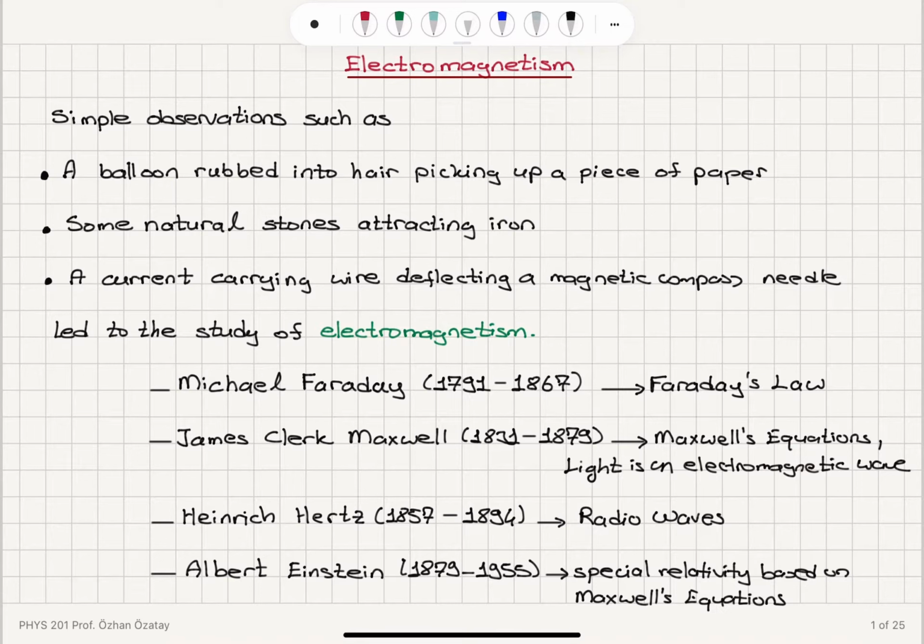And he also concluded that light is an electromagnetic wave, traveling at the speed of light, 3 times 10 to the 8 meters per second. So electromagnetic waves travel at the speed of light. Heinrich Hertz, 1857 to 1894, basically showed experimentally that the electromagnetic waves travel at the speed of light, and he showed this with radio waves. And Albert Einstein, 1879 to 1955, developed the theory of special relativity, which is also based on Maxwell's equations.